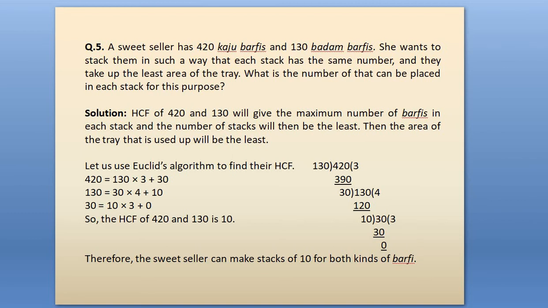It's an application based question. You need to understand such types of questions very clearly. A sweet seller has 420 Kaju burfis and 130 Badam burfis.